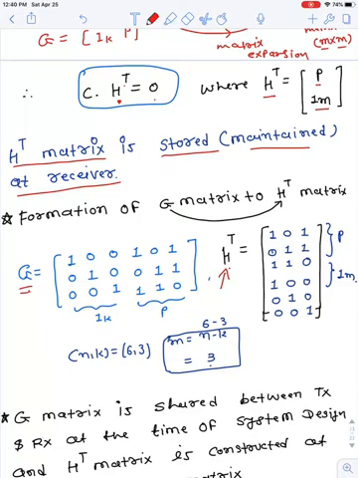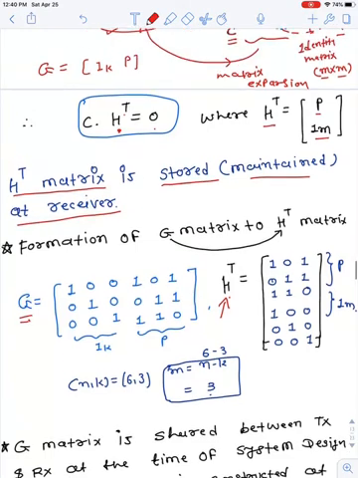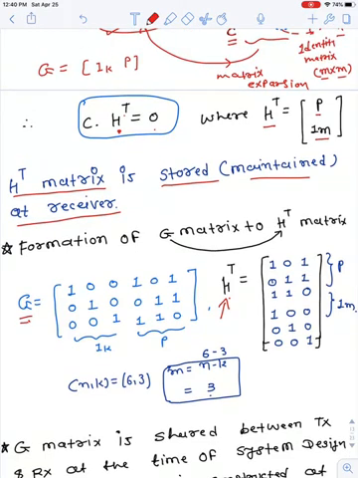Now how do you produce this? If you see the construction of the HT matrix, the first part is the parity matrix. In the G matrix we first have to separate the parity matrix P. The first row of this parity matrix is 101, and the parity matrix is put first. Similarly this row is 011, and this is 110. So the P matrix is put as it is in the first part.